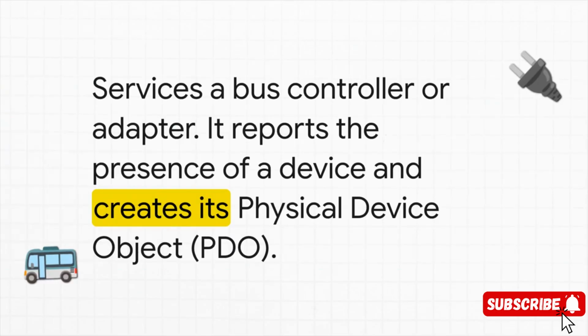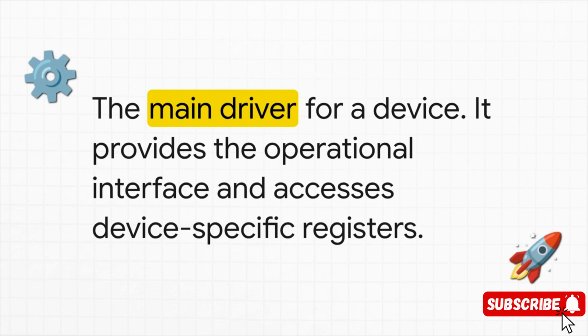So the first member of the team is the bus driver. Its job is super simple but absolutely crucial. It's basically the lookout. It watches the bus, say a USB port, and the second it sees a new device, it shoots its hand up and tells the PNP manager, hey, we've got a new arrival. It then creates what's called a physical device object, or PDO, which is like the official birth certificate for that device in the system.